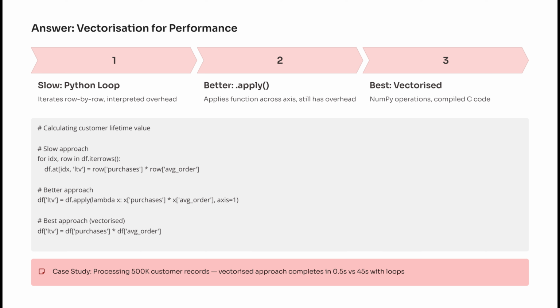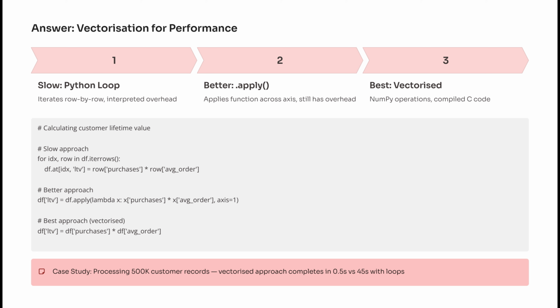Second, the better way. You use the Pandas apply function. Here, instead of looping manually, you pass a small function that runs row by row internally. It's cleaner and easier to read. But it still has some overhead because Pandas is still touching each row in Python space.